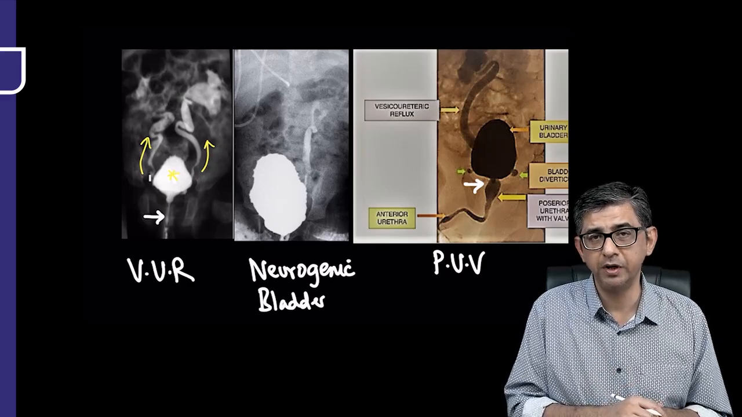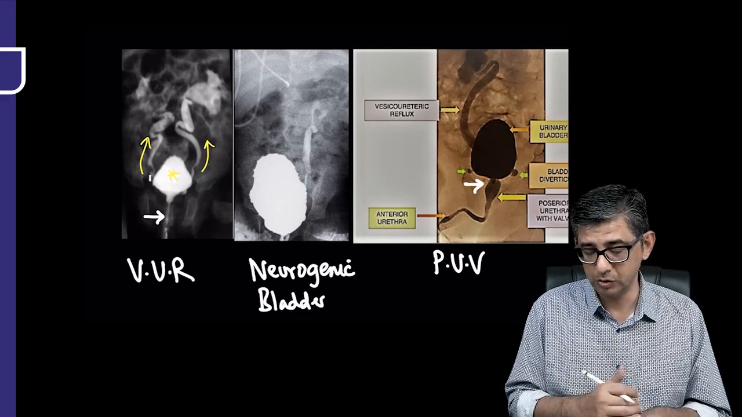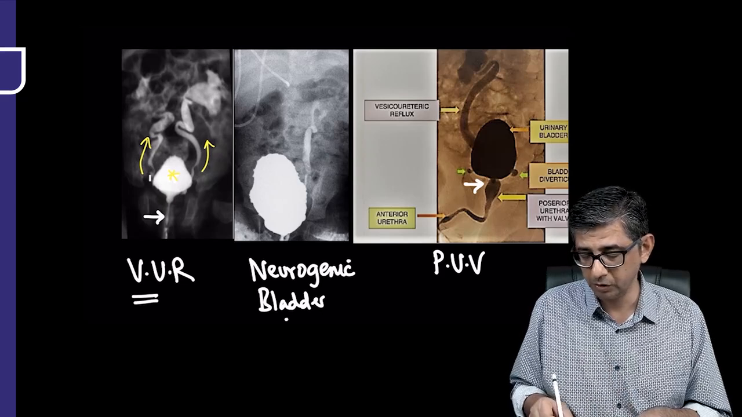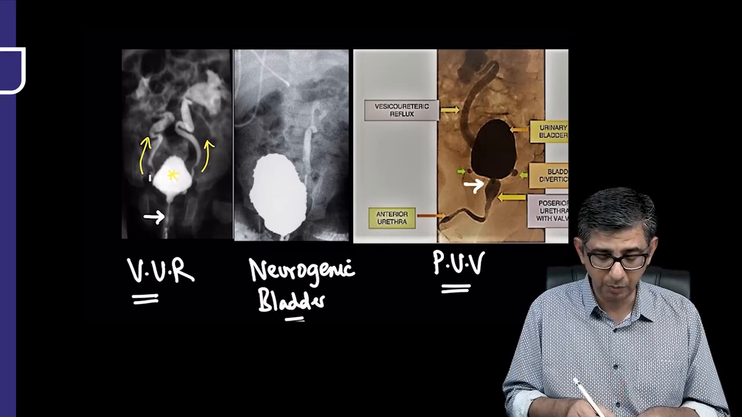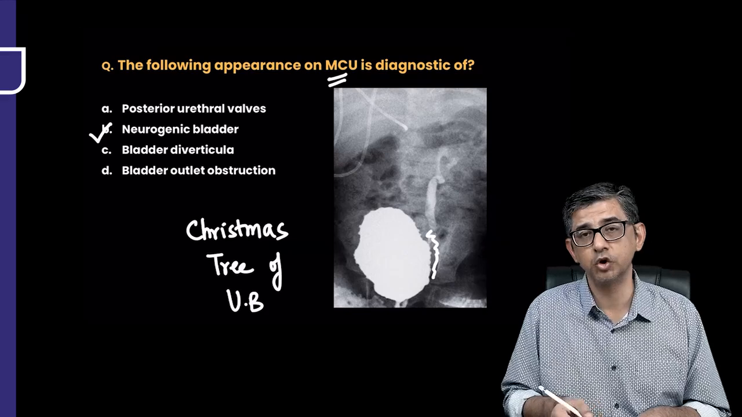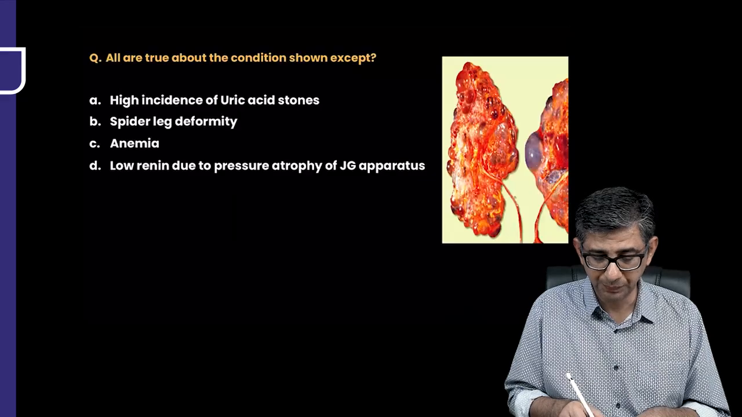There are 5 grades of it that you need to read from surgery, and the treatment of each one of them can also be asked. So vesico-ureteric reflux, the neurogenic bladder, and posterior urethral valve are 3 contrast-based studies that can be asked to you, and the correct answer to this question on the slide is option number B. Moving to the next one.